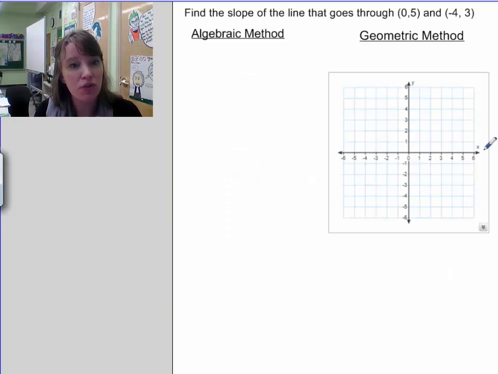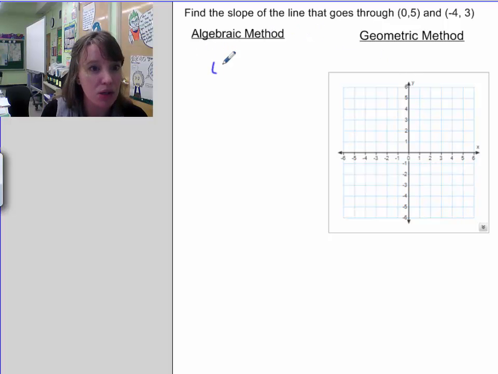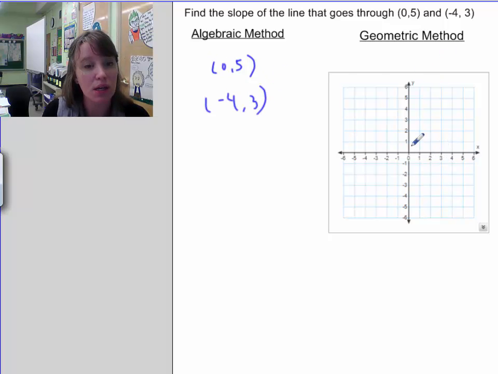All right, so there's two different ways of finding the slope of the line. If you want to use the algebraic method, you can just go ahead and use the formula. If you want to use the geometric method, if you had some graph paper near you, you can plot it right here. So 0, 5 and negative 4, 3. You can plot the 2 points and actually use the concept of rise and run. So let's go ahead and do this real quick.